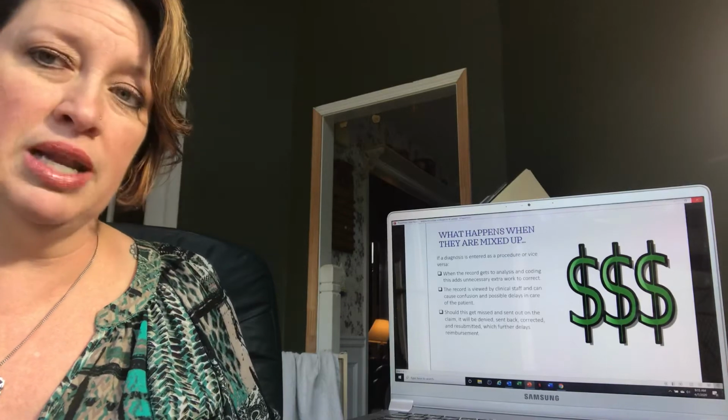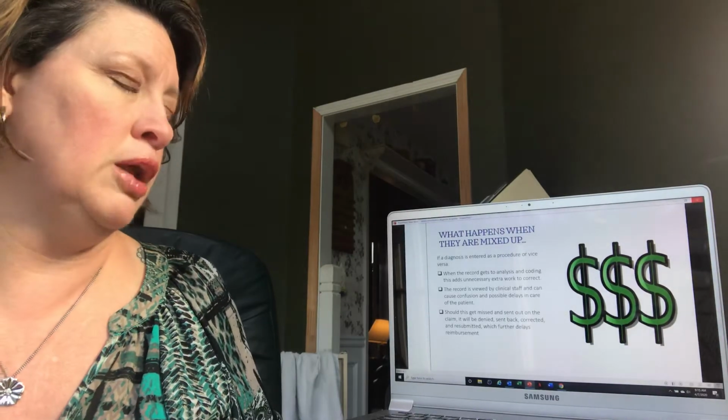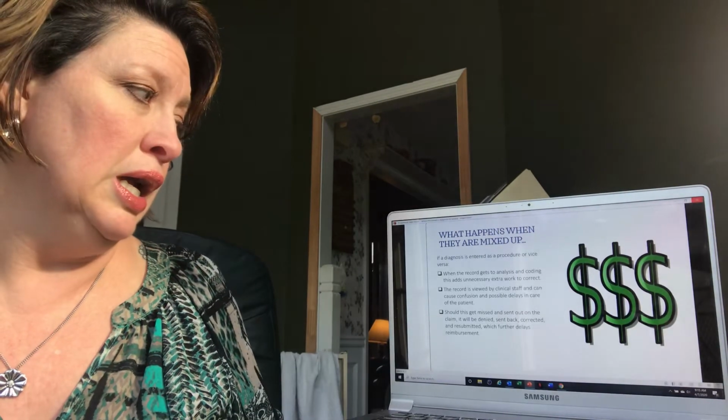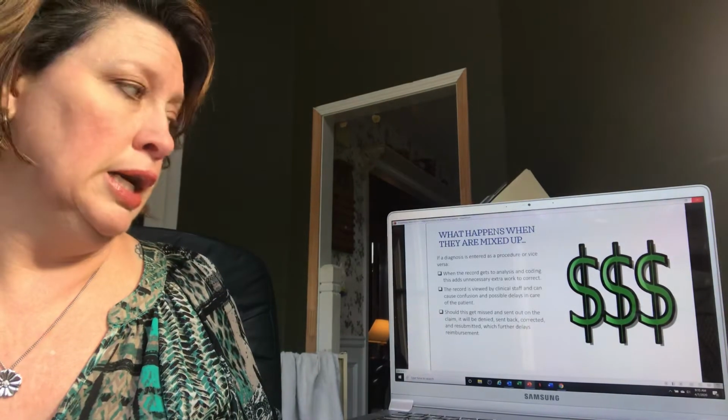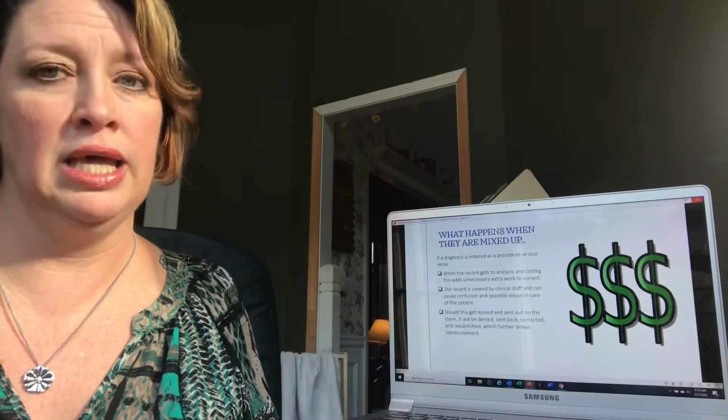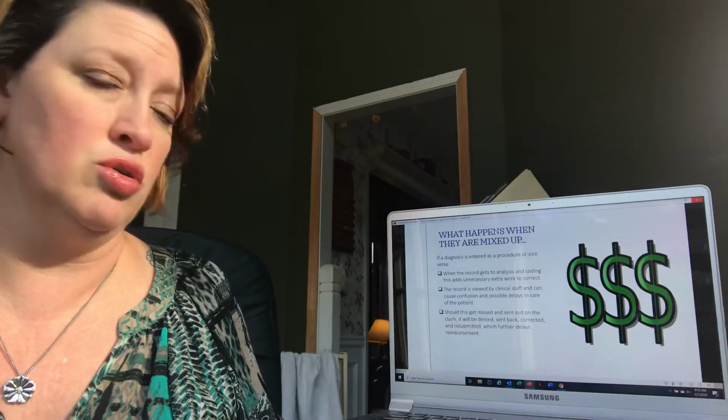Should it get submitted as a claim, the claim with incorrect information can be denied and sent back. It needs to be corrected once it's sent back and then resubmitted, which delays the reimbursement to your organization.